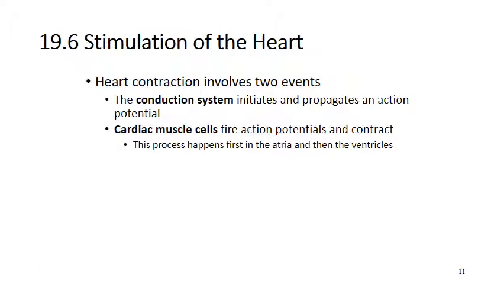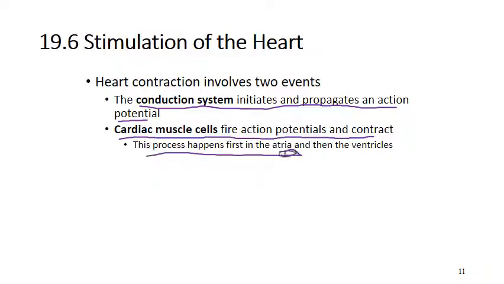All right, so stimulation of the heart. Heart is contracting in two events. So the conduction system that initiates and propagates an action potential. And then we have the cardiac muscle cells that are going to be firing action potentials and contracting. So this process happens first in the atria, and then it's going to move to the ventricles.